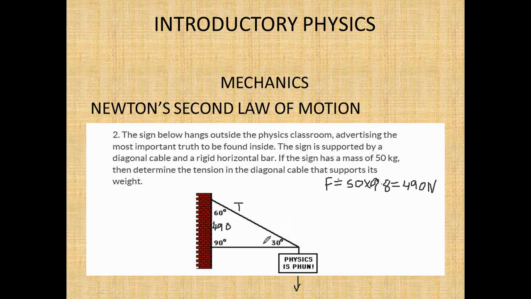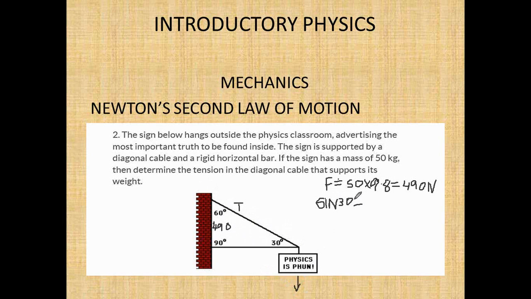So we know this angle. As a matter of fact, we know all the angles. This side is 490. So we can use a trigonometric function to determine the tension. All right, so let's use this angle. We can use its opposite. So we can use sine again. You know, sine is very important. So the sine of the angle, in this case, is 30 degrees.